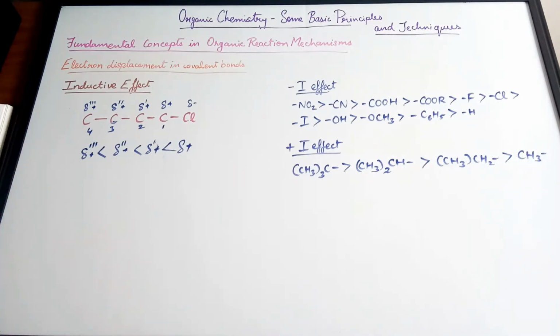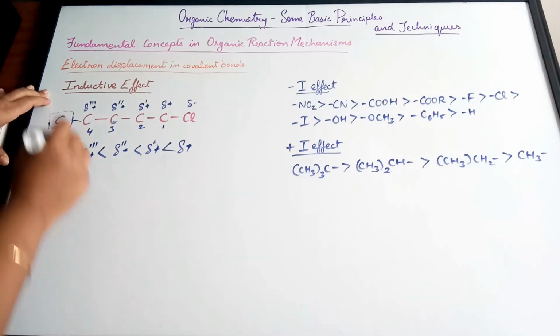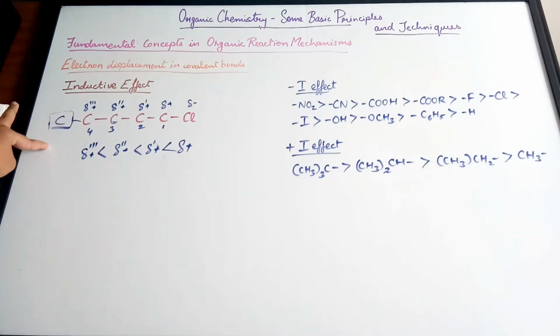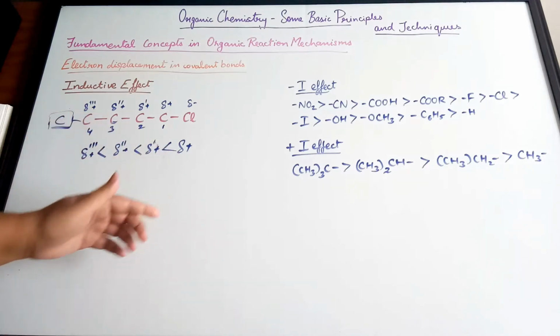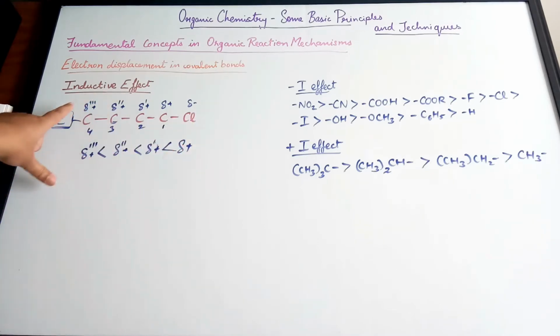Now this becomes negligible after the fourth carbon atom. So after this carbon, assume there's another carbon, the effect of the chlorine atom on this carbon will be almost negligible. So we'll only be considering the first 4 carbon atoms. And this process of displacement of electrons because of the presence of an electronegative atom in the saturated chain is called inductive effect. So I'll just recap it.